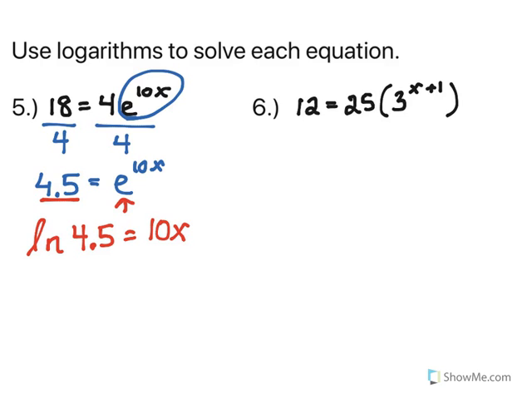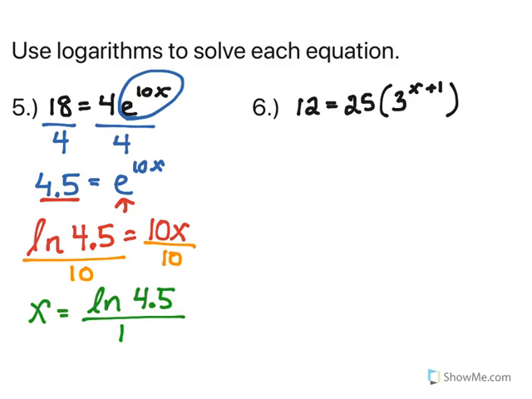And our goal here is to solve for x, so our next step is to divide out that 10. So we're going to have that x is equal to the natural log of 4.5 divided by 10. Now, if a problem asks you for an exact value answer, this is where you would stop. But most of the time, it's going to ask you to give a decimal approximation.